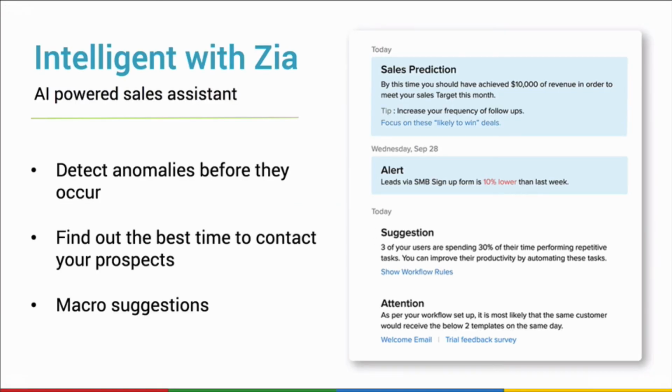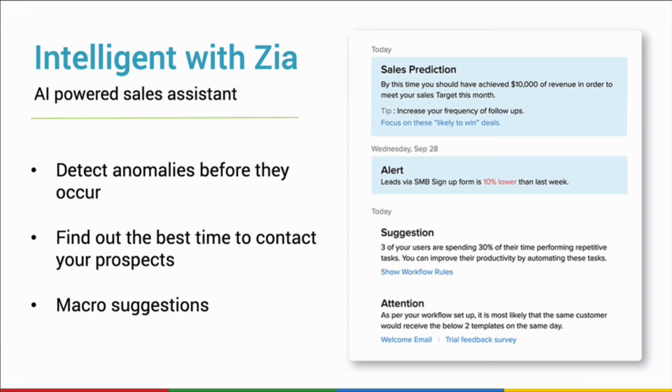There is also someone in Zoho CRM we want to introduce you to. Please meet Zia, the artificial intelligence powered sales assistant for Zoho CRM. What exactly does she do? She intelligently suggests the best time to contact your prospects and customers. That's number one. She also detects anomalies in your sales performance, in your team's performance. That's number two. She also keeps track of your CRM activities and suggests relevant macros.